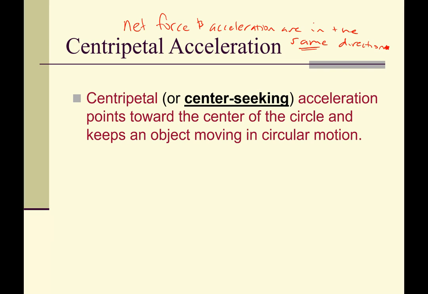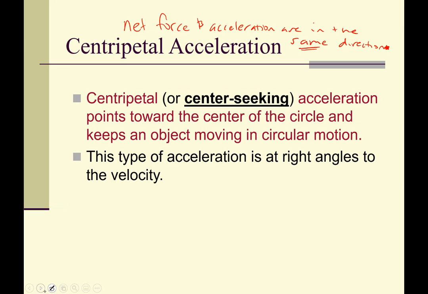So centripetal, what is centripetal? Centripetal is center seeking. That type of acceleration, centripetal or center seeking acceleration, points towards the center of the circle and is going to keep the object moving in circular motion. This type of acceleration is at right angles to the velocity, okay?